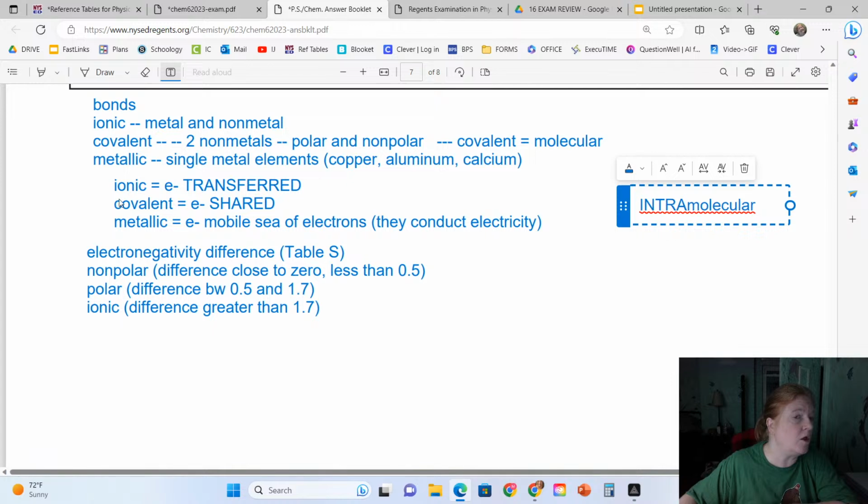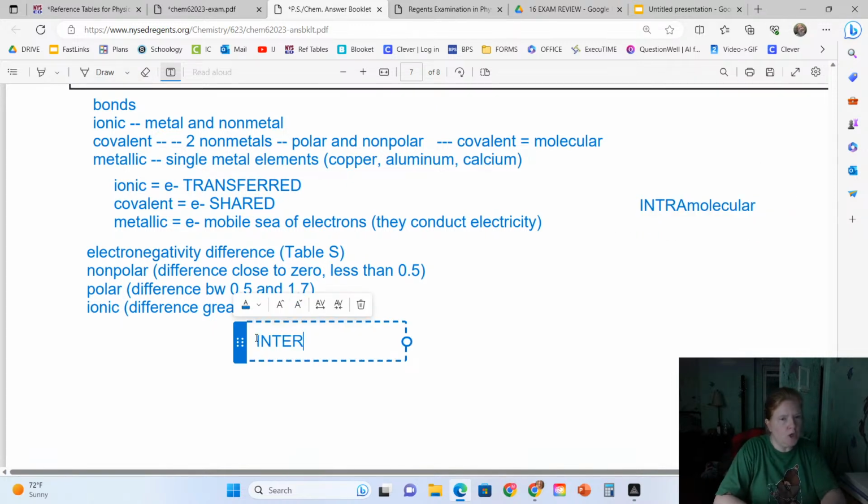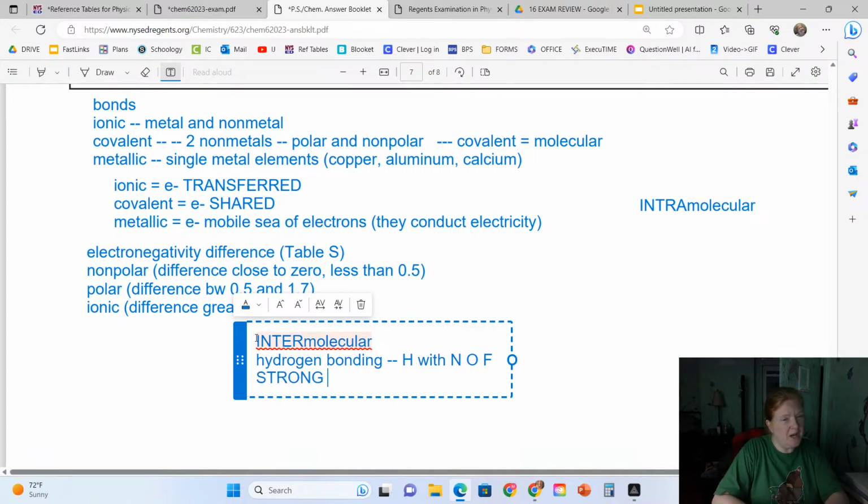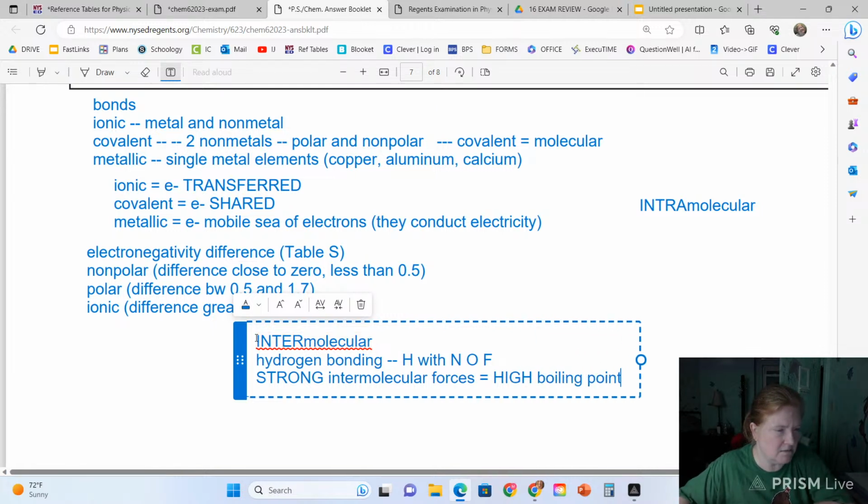So these bonds all up here are intramolecular. So what is intermolecular? Those, you don't usually have to remember the names. They just talk about intermolecular forces. The one you have to know the name of is hydrogen bonding, and that involves hydrogen with nitrogen, oxygen, or fluorine. What you do have to know is strong intermolecular forces equals high boiling point. That's really how they test it.